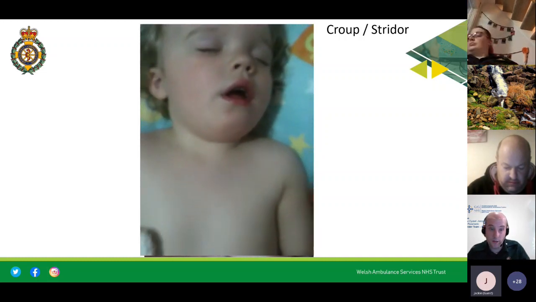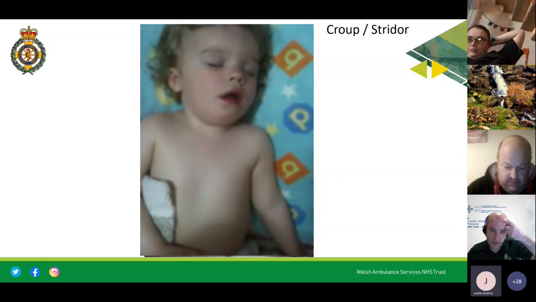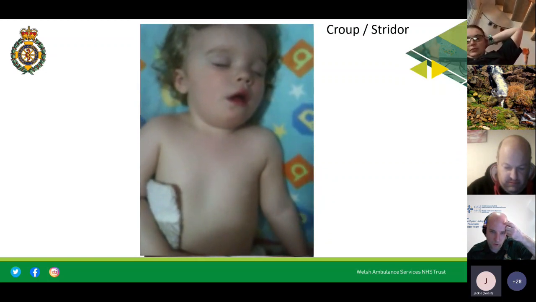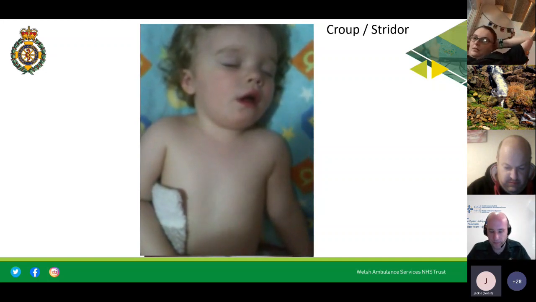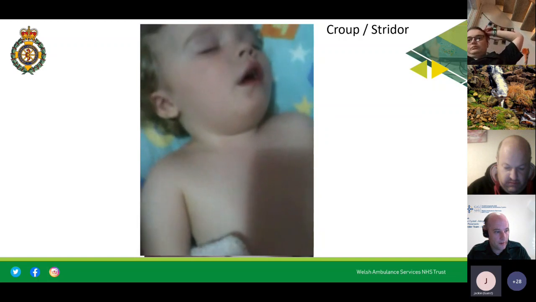So that's in a toddler age group, and stridor is something that we can identify in most age groups, but normally the toddlers upwards are the commoner ones. So we're going to look at a much younger child now, an infant.